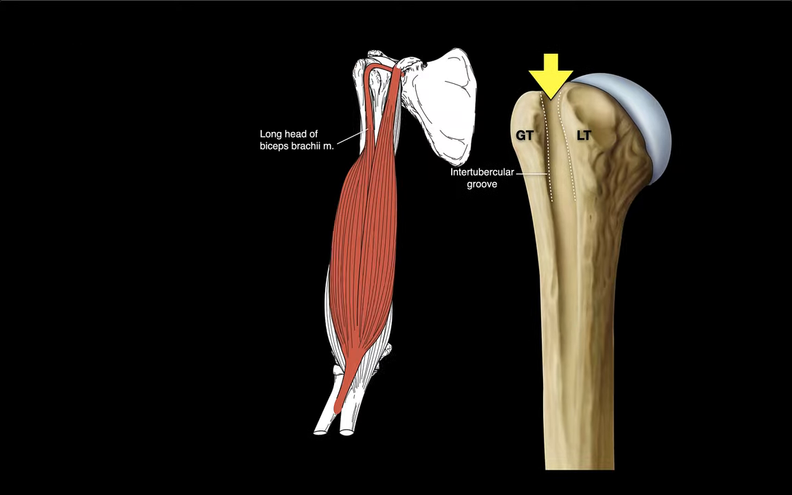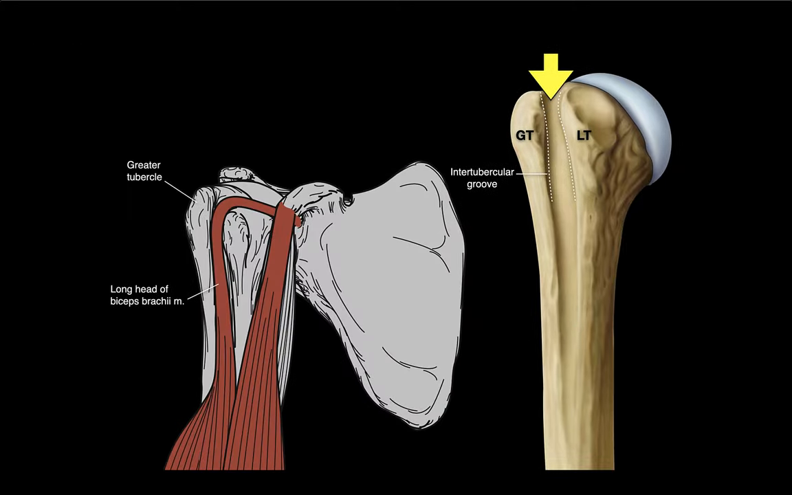But anatomists also saw that, hey, the long head of the biceps brachii muscle goes between the lesser and greater tubercle. That intertubercular groove could have another name. We'll also call it the bicipital groove.